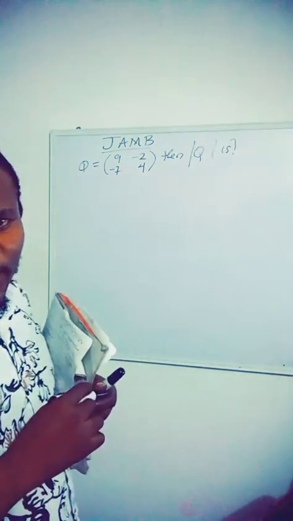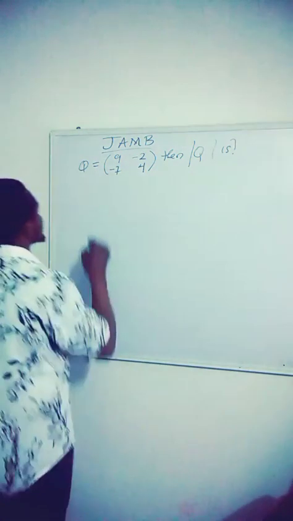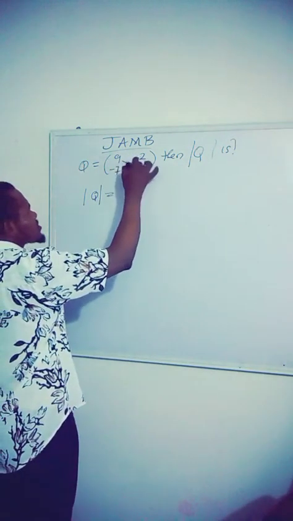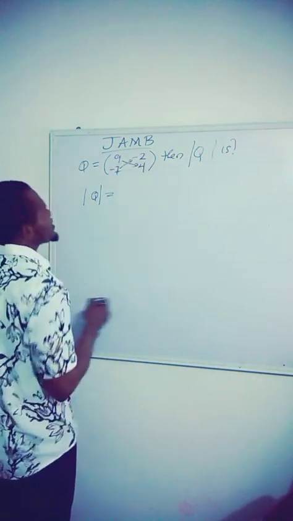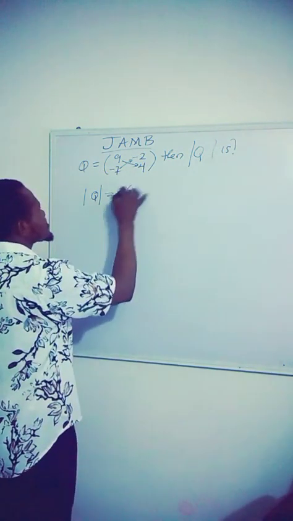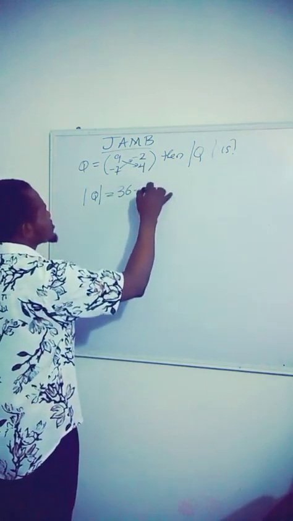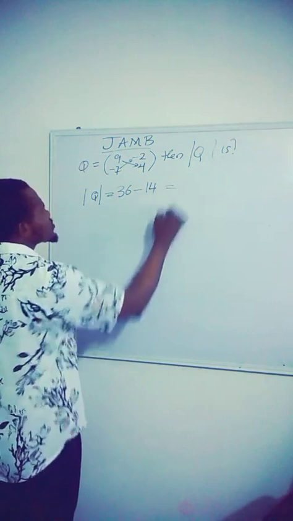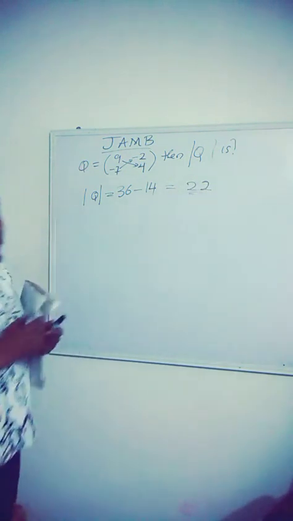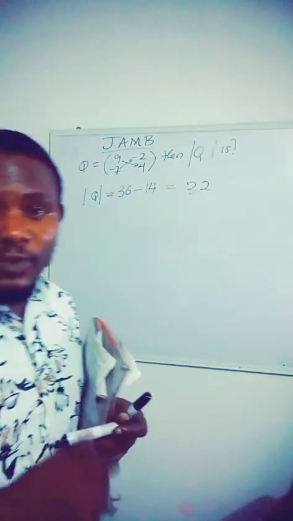Now this is how you do this. So the determinant of Q is equal to this multiplied by this minus this multiplied by this. That is 9 times 4, 36. Then minus 7 times minus 2, that is plus 14. So which is equal to 50. So the answer is 50. Is that clear?